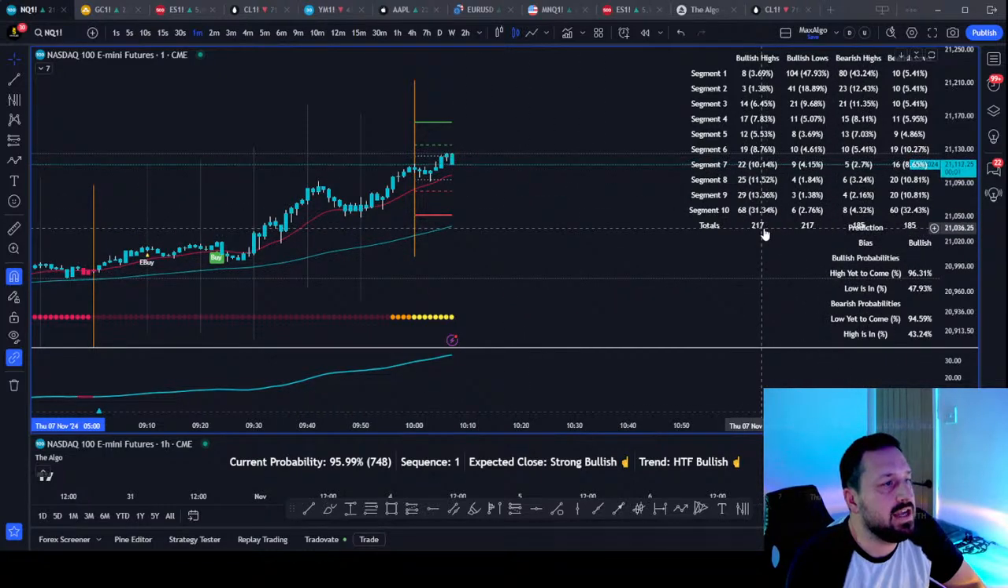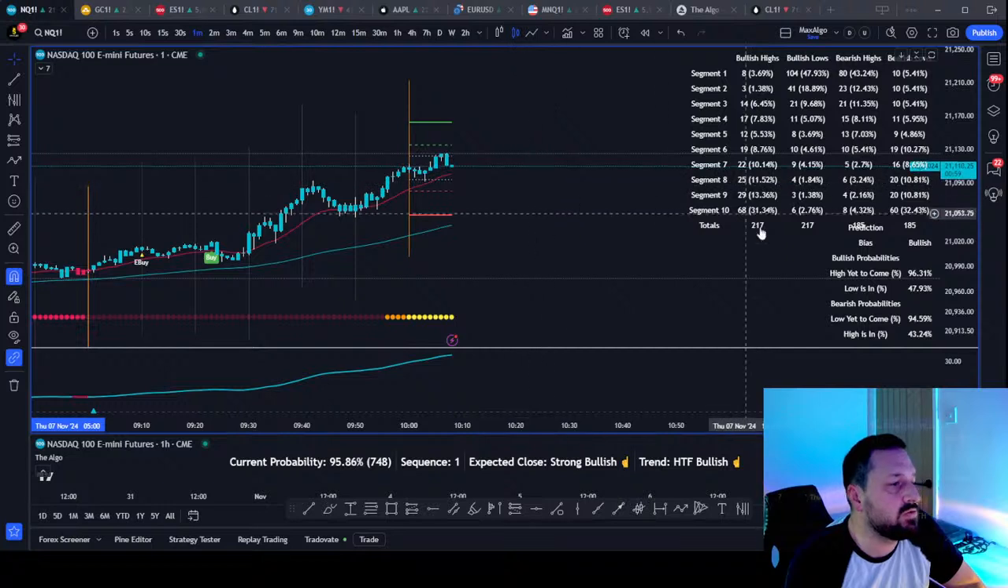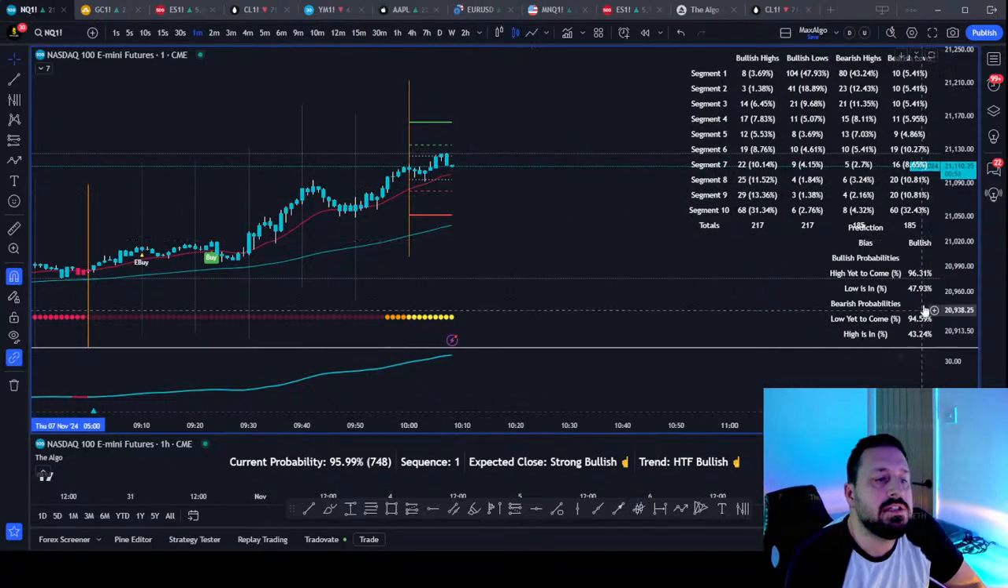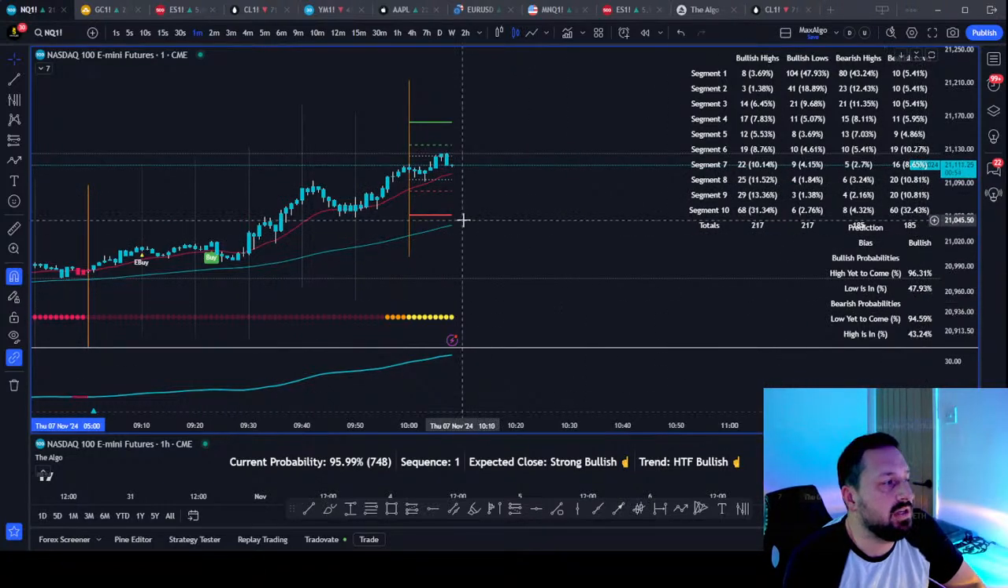So 217 candles. Had it filtered to the last 2 hours, which was why there was less. And I was like, what's going on? But 47% probability that our low is already in. So we haven't got an exact advantage yet, yeah?